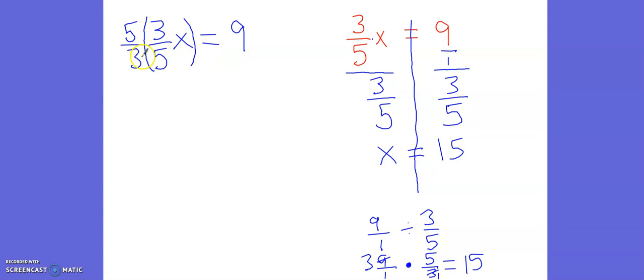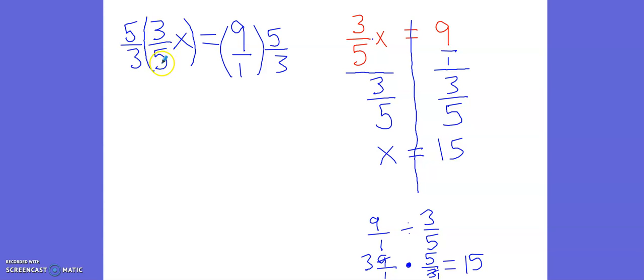Oh, 9/1 times 5/3. How do I do that? Oh, I can make that into 9/1 and then multiply that by 5/3. We're using the multiplication property of equality. I know that's confusing because there was multiplication between 3/5 and x, but the fact is we just want a 1 in front of the x.